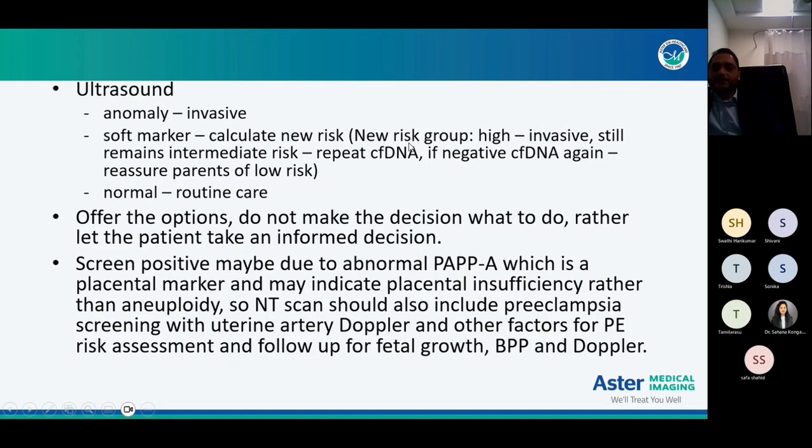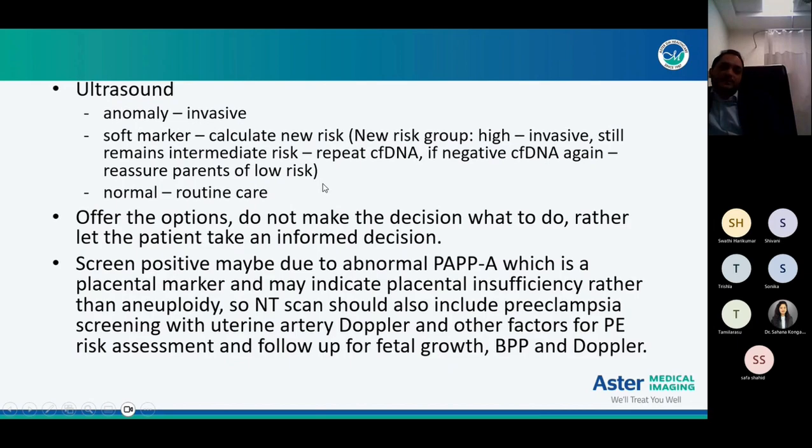If the new risk group is high, then go for invasive testing. If still intermediate, repeat cfDNA. If negative cfDNA, then reassure the parent of low risk. So if the ultrasound is normal, then routine care.